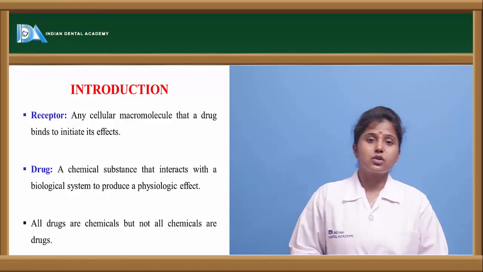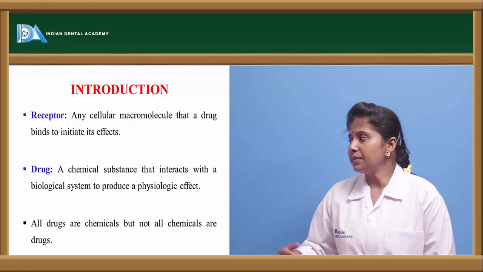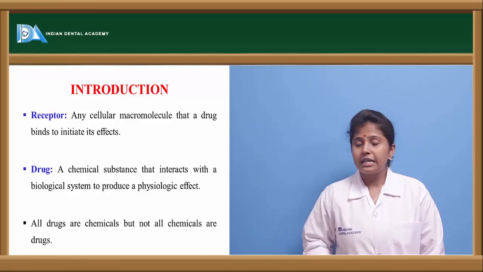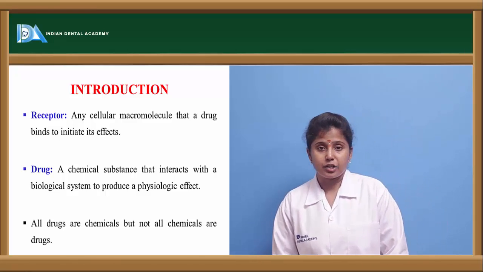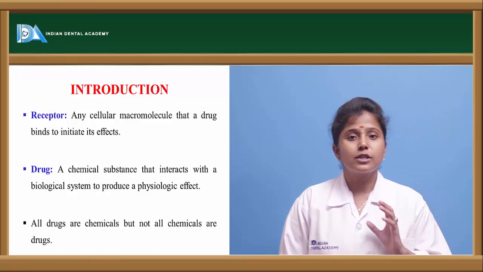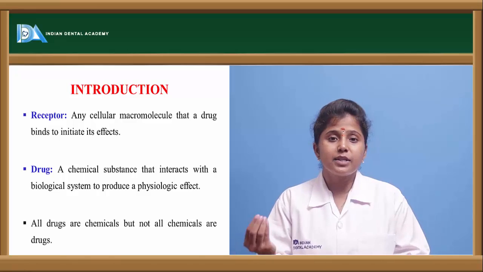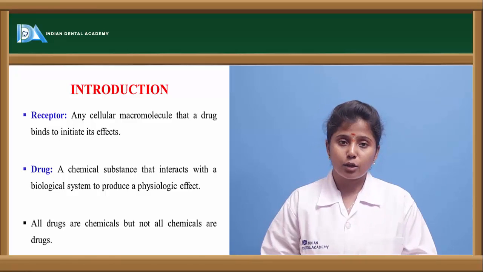If we see a receptor, what is a receptor? The receptor is any cellular macromolecule that a drug binds to initiate its action. It is a macromolecule, mostly a protein, and it is the place where the drug binds and shows its effect.